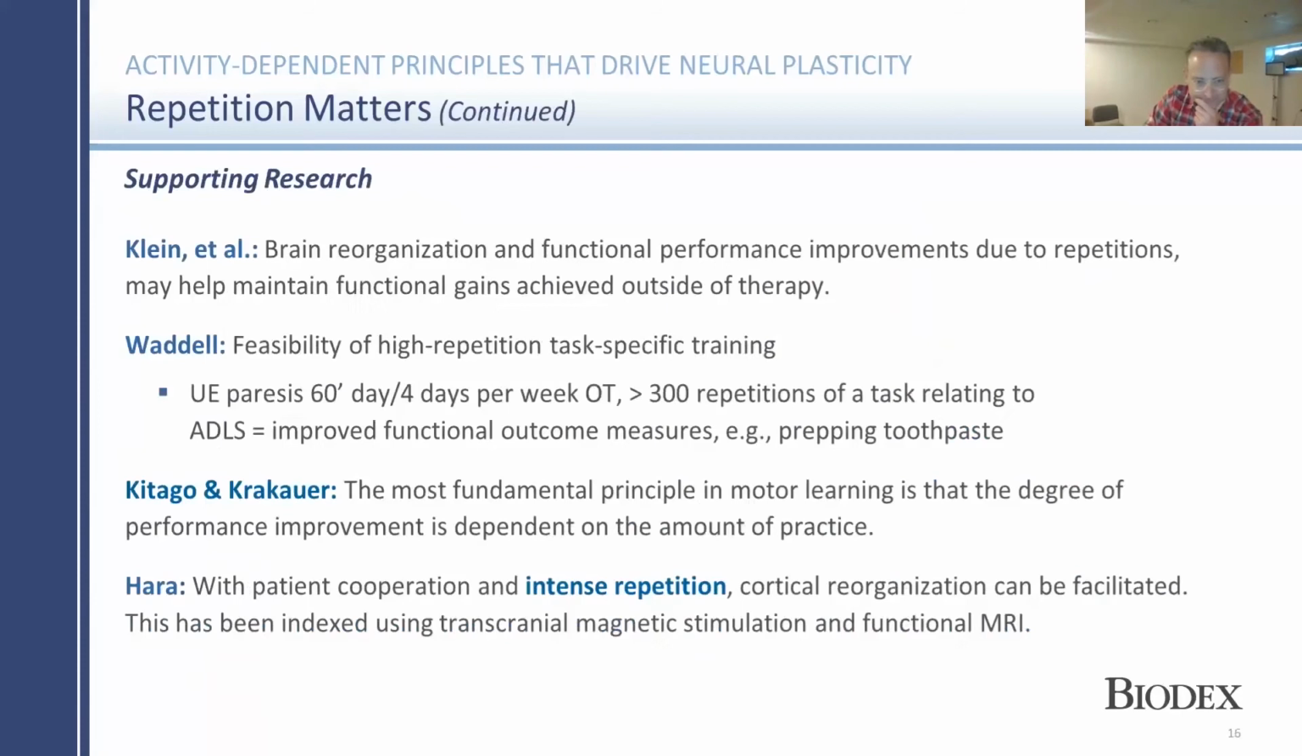I understand that. And some of that supportive research, just one to point out, is the feasibility of high repetition task-specific training. So instead of the lower extremity, let's switch over to the upper extremity, where the study looked at 60 minutes a day, 4 days a week of OT. They incorporated 300 repetitions of a task relating to an ADL. So again, it goes back to what we talked about a little earlier, which is prepping the toothpaste, and then noticed significant improvements in functional outcome measures. So there's that task specificity and that repetition.